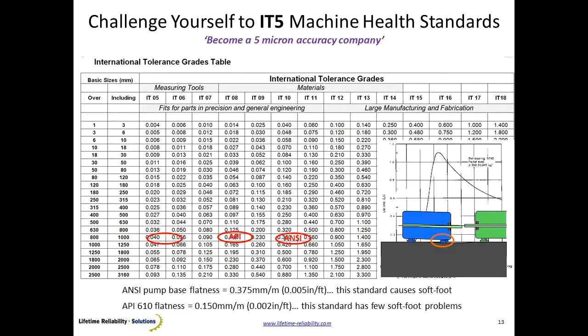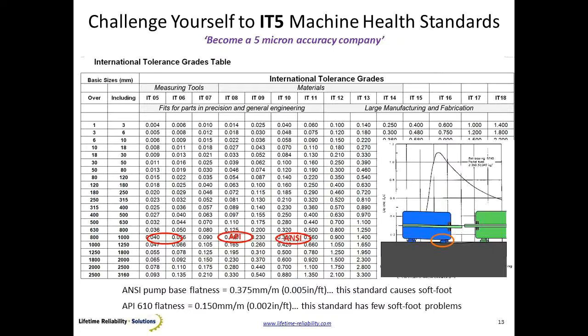I want to talk a little bit about how engineers get caught out when they specify equipment. This is the International Tolerance Grade Table. The IT5 we saw yesterday was, and they use this table to tolerance the components of the parts they make. It's a standard practice, it's a universal convention.